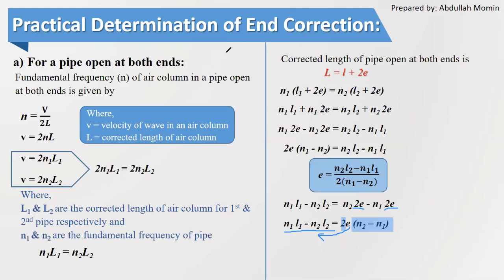So now what is the formula of E? E can be written as N1 L1 minus N2 L2 divided by 2 times N2 minus N1. This is the other formula of end correction for a pipe which is open at both the ends. So these are the two formulas of end correction when the pipe is open at both ends.